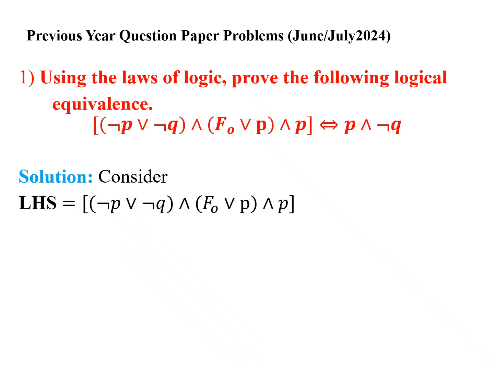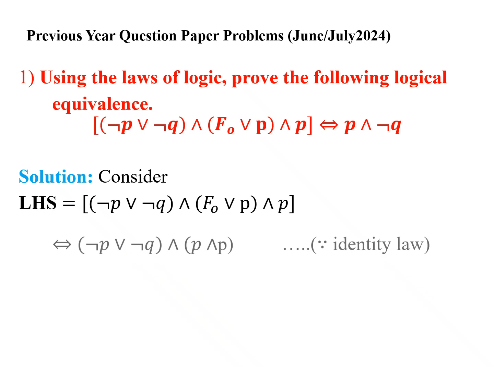Solution. Consider the LHS part. Negation of P or negation of Q and F naught or P, and P. Now in the next step we are going to apply a logical law for this F naught or P. Which law are you going to apply? Contradiction or P is what? This is the identity law. So F naught or P is P itself.